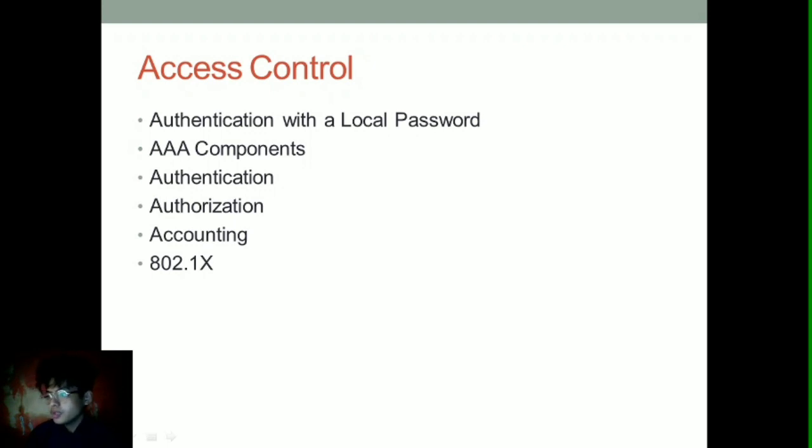Authentication. Local and server-based are two common methods of implementing AAA authentication. The local method stores usernames and passwords locally in a network device such as a Cisco router. Users authenticate against the local database.